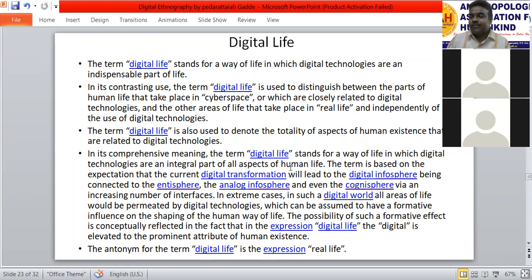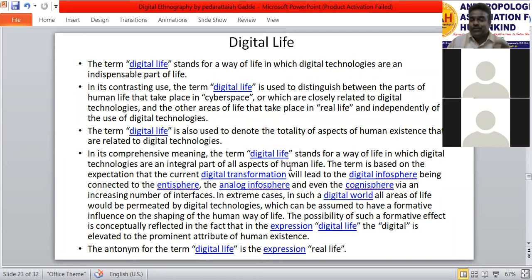The possibility of such a formative effect is conceptually reflected in the fact that in the expression digital life, the digital is elevated to the prominent attribute of human existence.